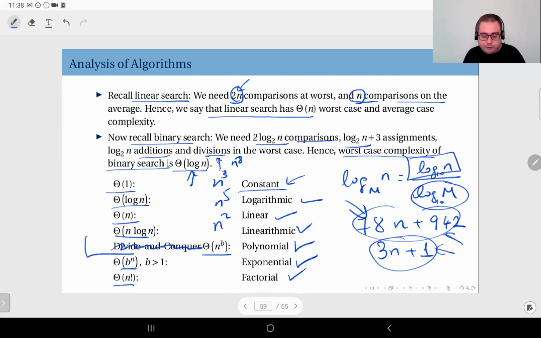So up to this point, if any algorithm belongs in this partition, that's a good algorithm essentially, because we call those tractable algorithms, polynomial or better. And these ones, exponential or factorial or even worse, are problematic because they require a lot of runtime, especially when the input grows.